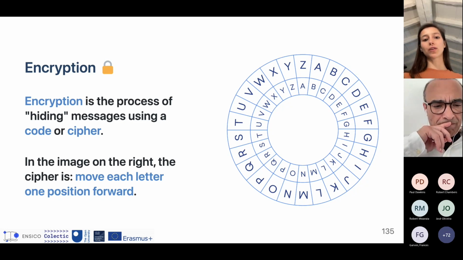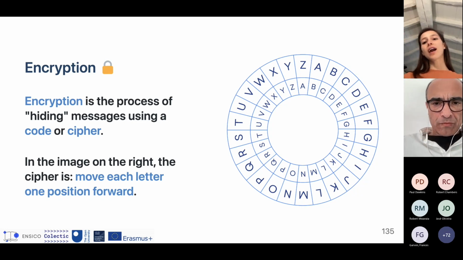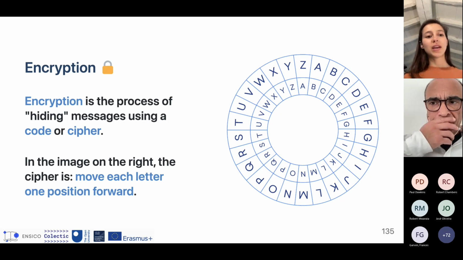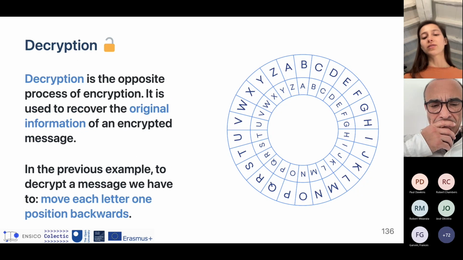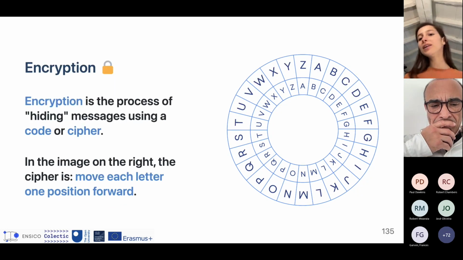If you look at the image on the right, you realize that the cipher is moving each letter one position forward. For instance, letter A is going to move to letter B, B to C, C to D, and so on until letter Z will map onto A again. So instead of writing A, we write B. Instead of writing V, we write W, and so on.